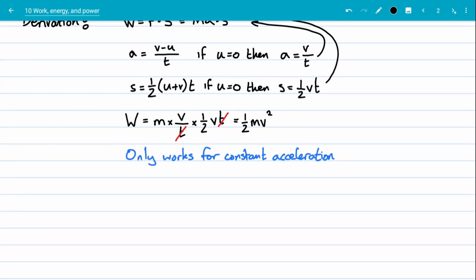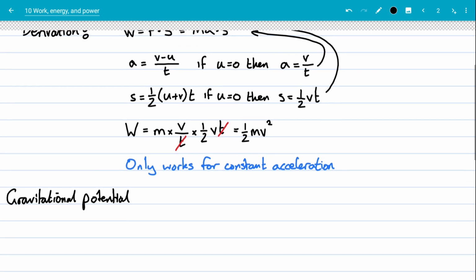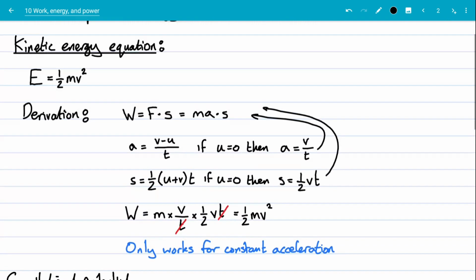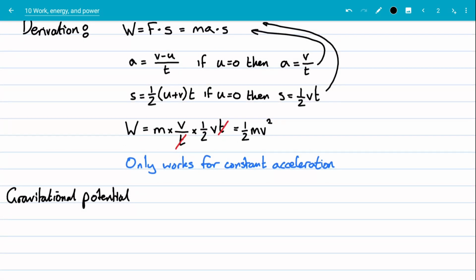Right, now let's talk about the gravitational potential energy equation. Did I use the word energy? Yeah, I'm trying to keep the same notation as I did for the kinetic energy equation before. I believe I underlined it, so I shall do the same.